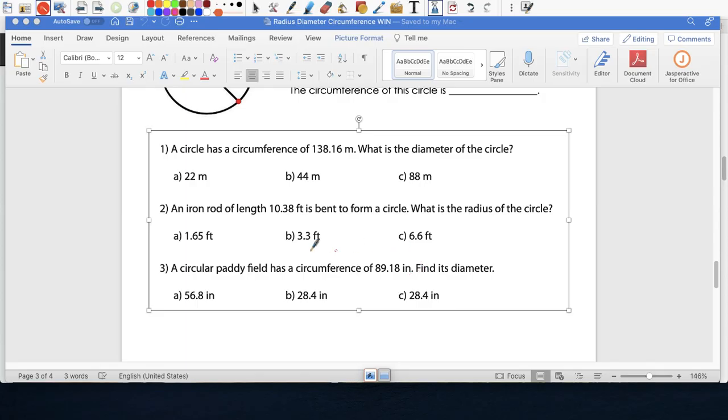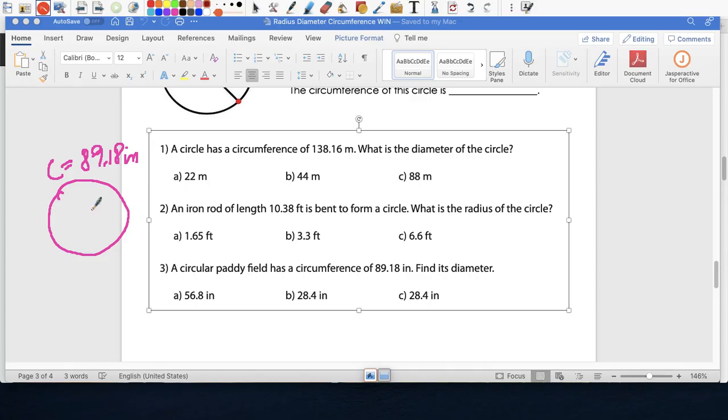Let me do the other one. So please always draw. We have a circle. Here's a circle, and it says that the circumference. So if you took your dog for a walk, it would be 89.18 inches, or you took a bug, an ant, for a walk around the circle. That's how much they would walk, distance-wise.